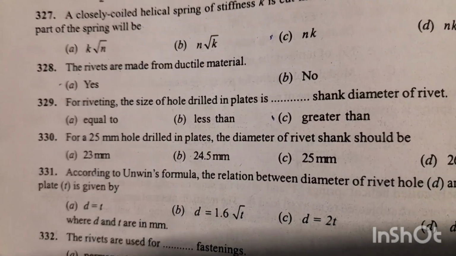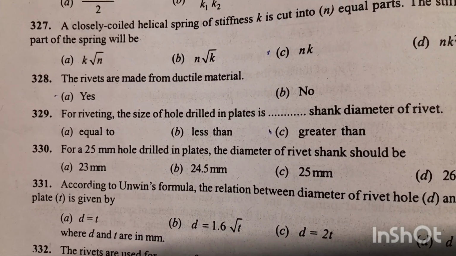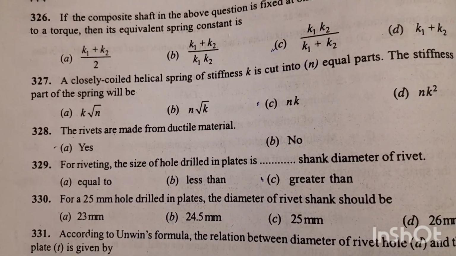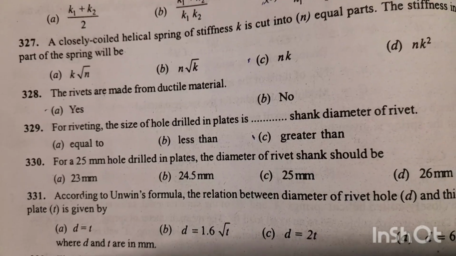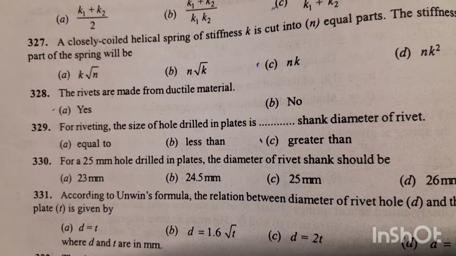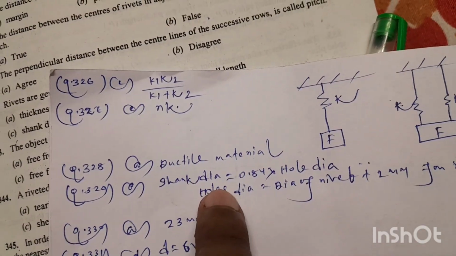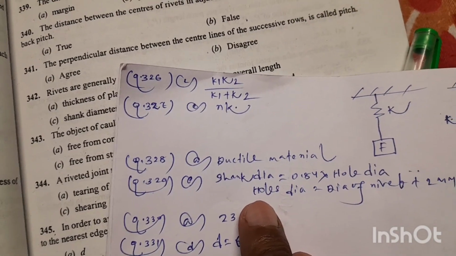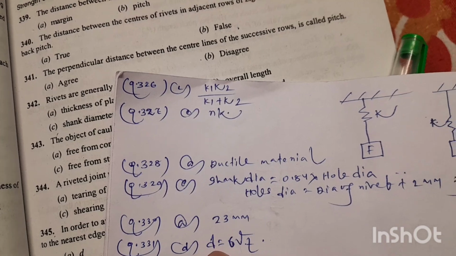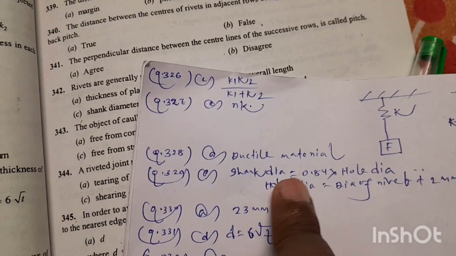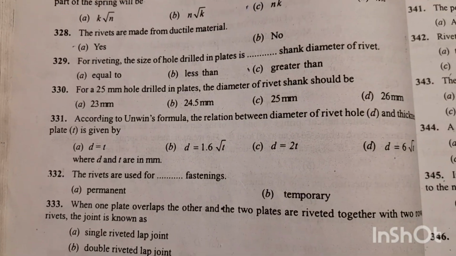Next question 329. For riveting, the size of hole drilled in plate is, option C is the right answer, greater than the shank diameter of the rivet. Next question 330. For a 25 mm hole drilled in plates, the diameter of the rivet shank should be. We know the shank diameter equals 0.84 into hole diameter. So for a 25 mm hole, the shank diameter will be 0.84 into 25. So the nearest value will be 23 mm. So for question number 330, option number A is the right answer.